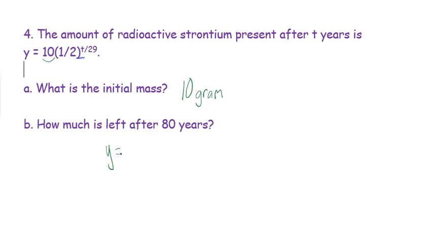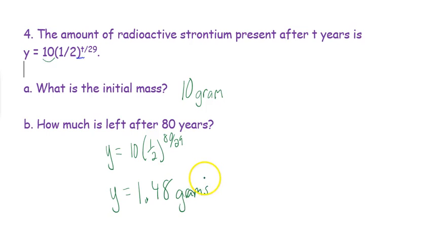So we have y equals 10 times 1/2 to the 80 over 29. Again, when you type this in your calculator, be careful with the fractions. Make sure you have this one in parentheses. Make sure that when you go to the exponent, that you get all of this in your exponent. You may want to pause and type it in. And my answer came out to be 1.48, which, since I'm using grams up here, I'm going to say it's grams down here. So 1.48 grams. And that makes sense with our situation.